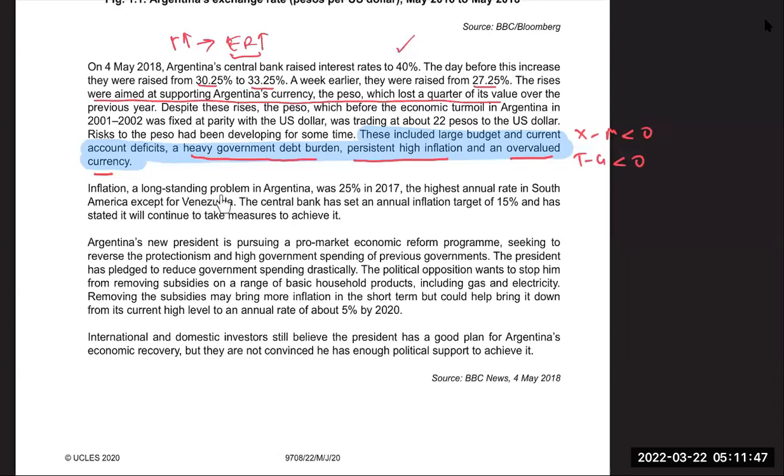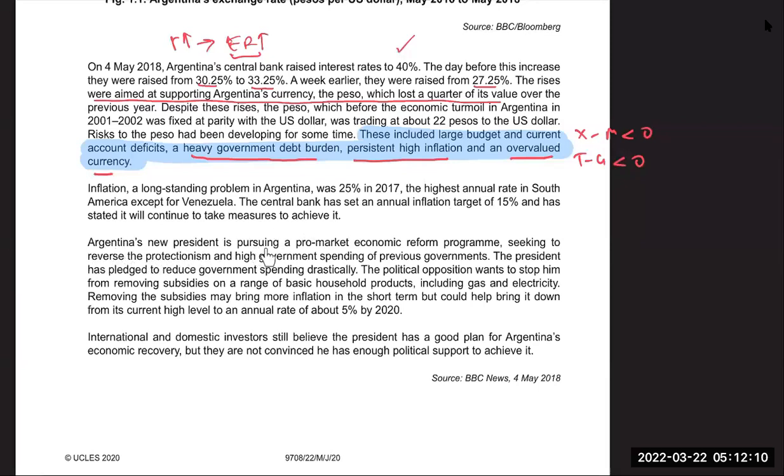Inflation, a long-standing problem in Argentina, was 25% in 2017, the highest annual rate in South America except for Venezuela. The central bank has set an annual inflation target of 15%, which is pretty high as well, guys. And as stated, it will continue to take measures to achieve it. So there is very high inflation happening in Argentina as well.